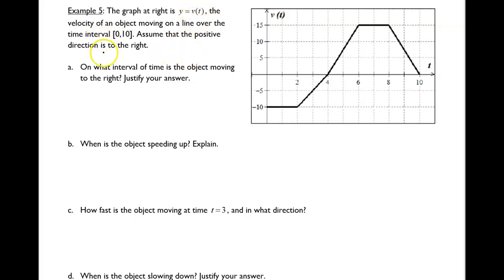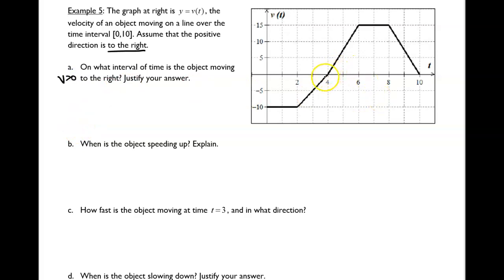The last type of problem you're likely to be asked about particle motion is a graph. A lot of times it is the graph of velocity, but pay attention that sometimes it could be position or acceleration. We are assuming that the positive direction is to the right. So this asks, on what interval of time is the object moving to the right, and justify our answer. Moving to the right means when is velocity positive.